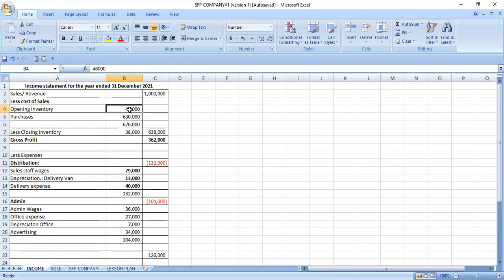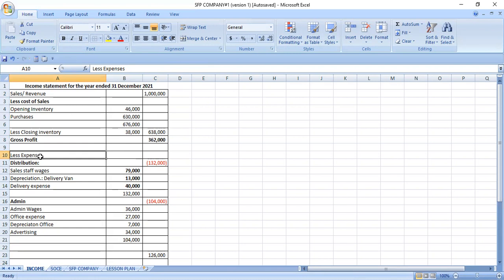So we add 46 plus 630,000. We get a total of 676,000. Then you deduct the closing stock. You push the figure to the last column. Then from this point, you're expected to deduct it from your turnover. Then you get your gross profit.